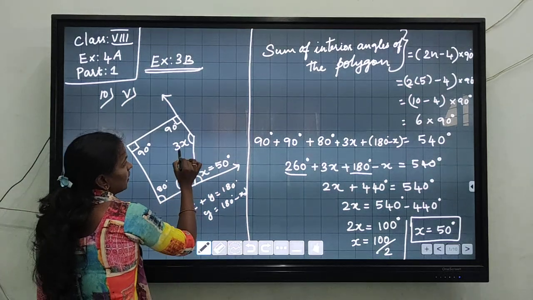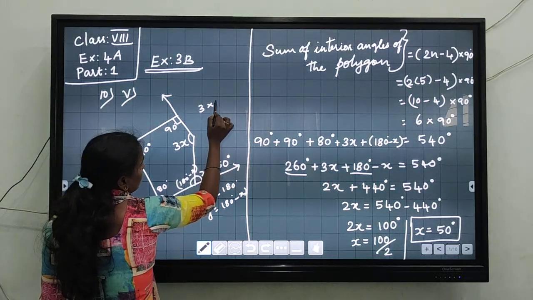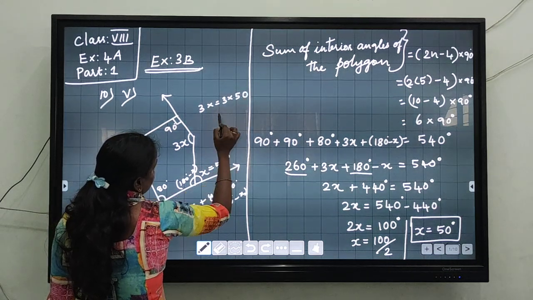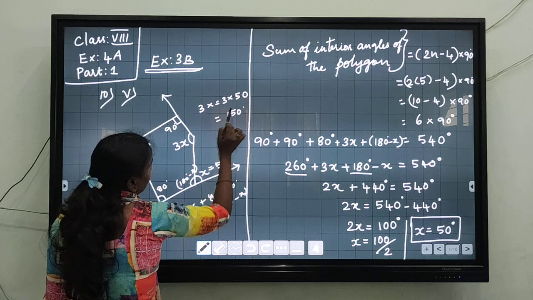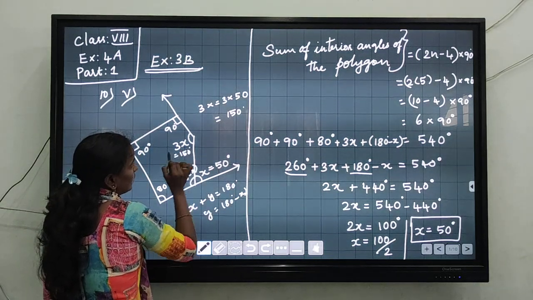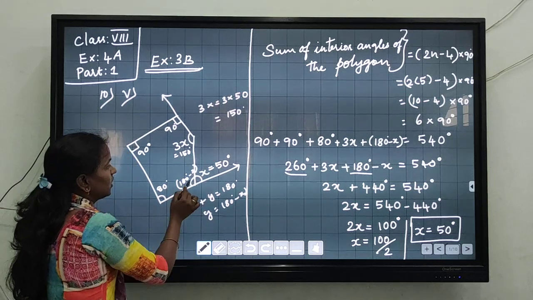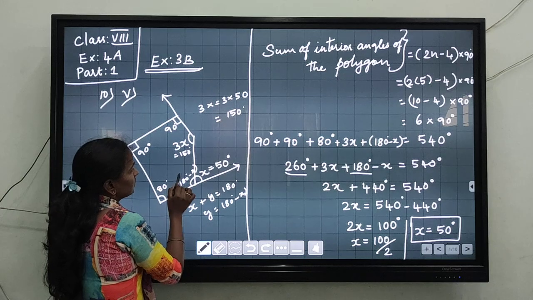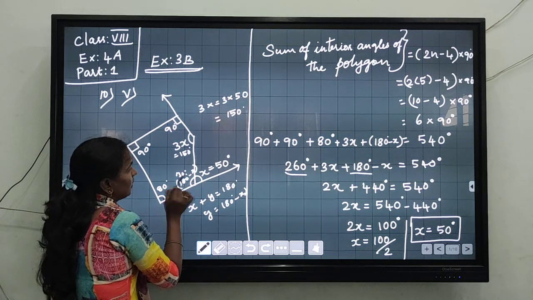What is this interior angle? 3x equal to 3 multiplied by 50. That means 150 degrees will come. Okay, that means this angle is equal to 3x degrees. This angle is equal to 150 degrees. This angle is equal to 180 minus x, which means this angle is equal to 130 degrees. Like that it will come.